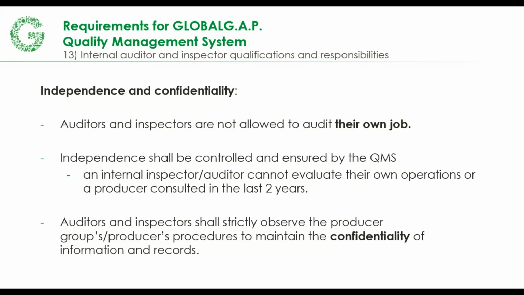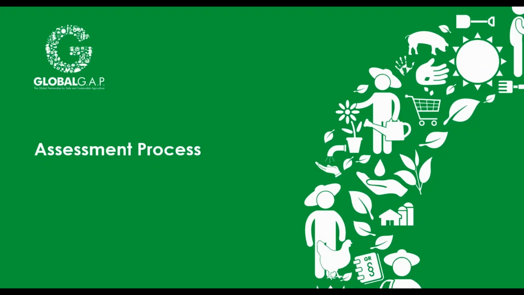Of course, the inspector and auditor need to be independent, not being able to audit their own job, and they need to maintain confidentiality. So even as they go from producer to producer, they should not be sharing confidential information from farm to farm.